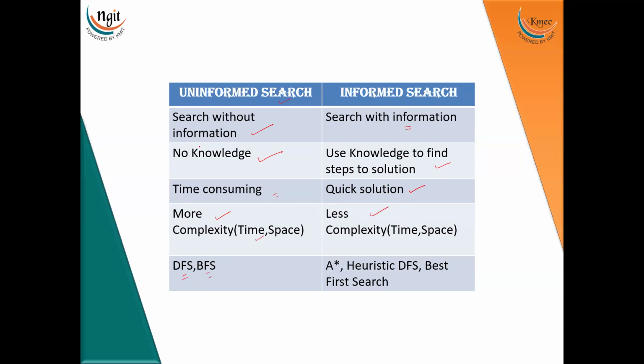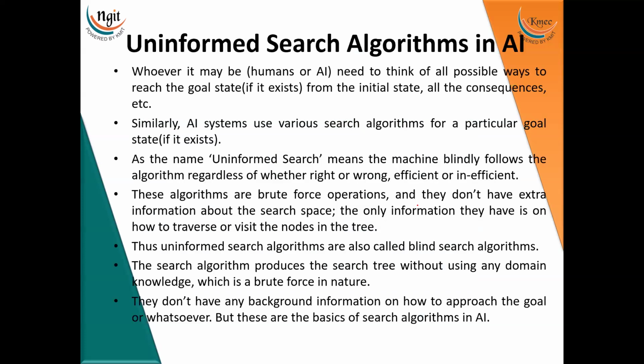DFS and BFS are the best examples of uninformed search. A star and best first search are the best examples of informed search. Today in this session, let us discuss in depth the uninformed search algorithms. Whether humans or AI, we need to think of all the possible ways to reach the goal state, if a goal state exists, from the initial state and all the consequences.